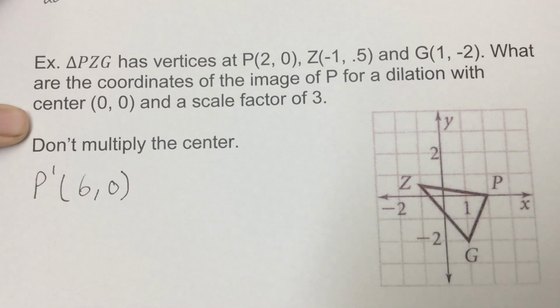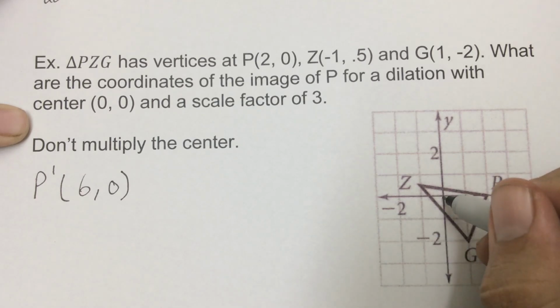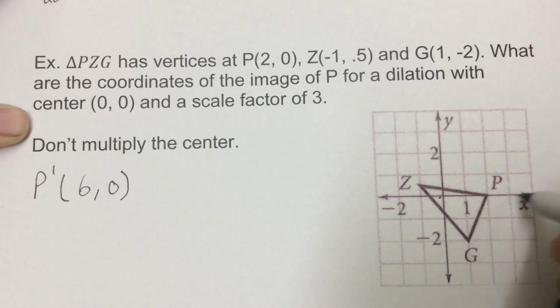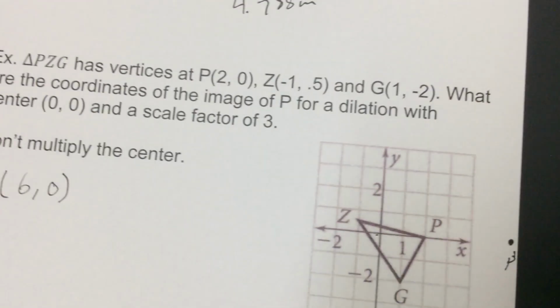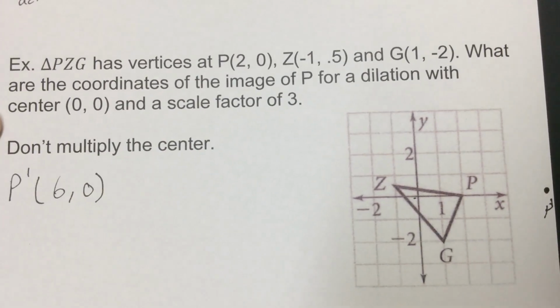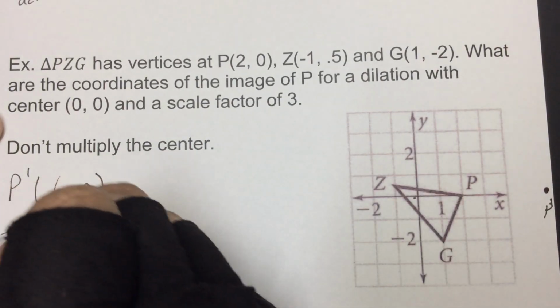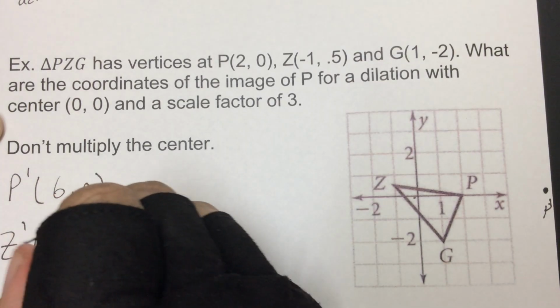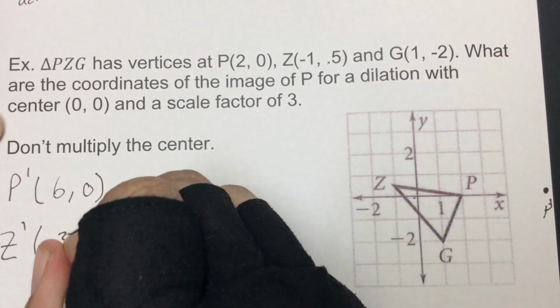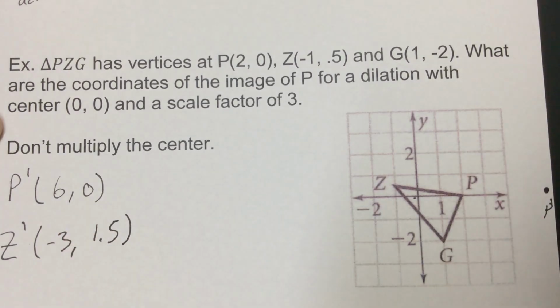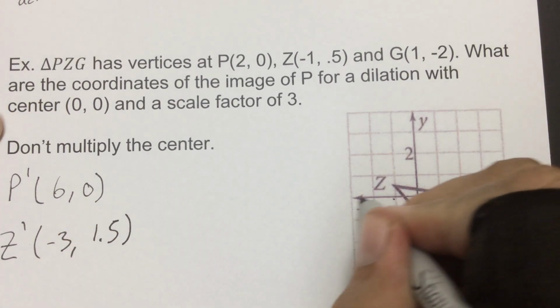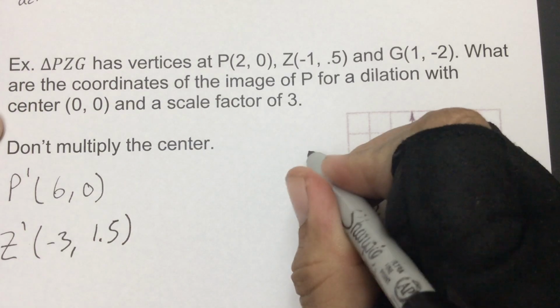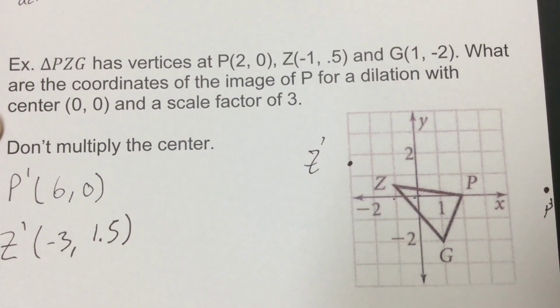Now this is small enough, it's not on that right scale, but 6, 0 would be 1, 2, 3, 4, 5, 6. It'd be like clear out here. You can't even see it. There we go. So our next one would be Z prime. Again, you're just multiplying by 3. So if it's -1, that would become -3, and 0.5 would become 1.5. So -3, 1, 2, 3, 1.5. We'd be up here.